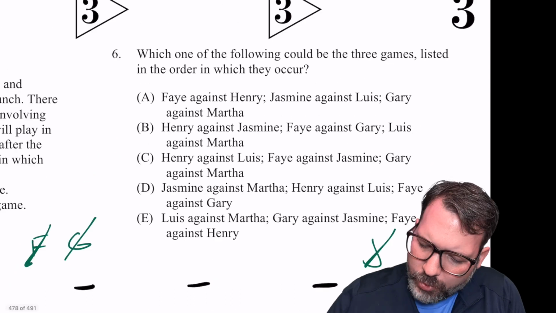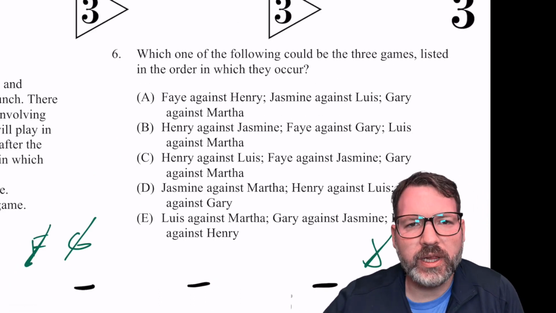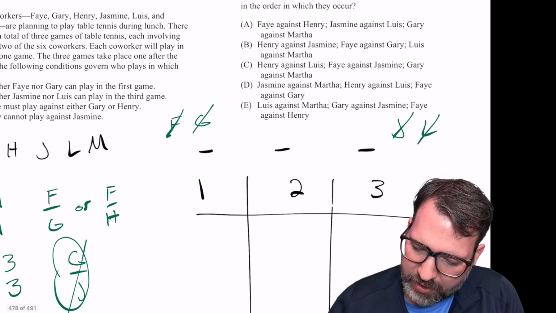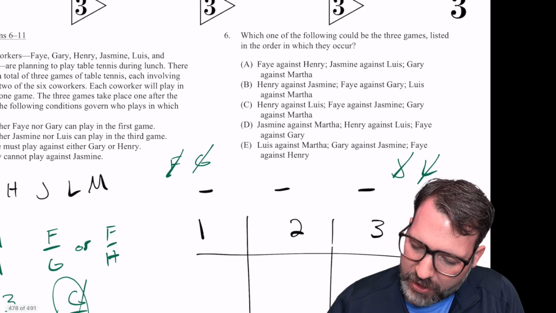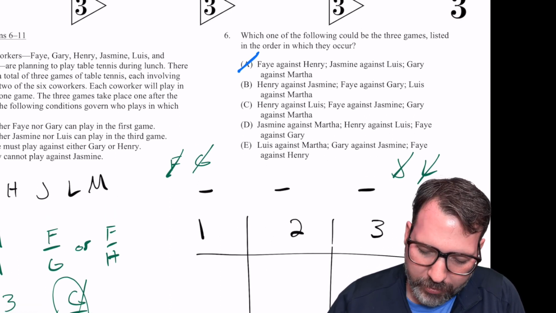Number 6, which one of the following could be the 3 games listed in the order in which they occur? Classic pick a clue style question, so we're just going to take each clue and eliminate any answers that violate that clue. Neither F nor G play the first game, so A, right off the bat, F can't play first. I don't see another problem for that one.